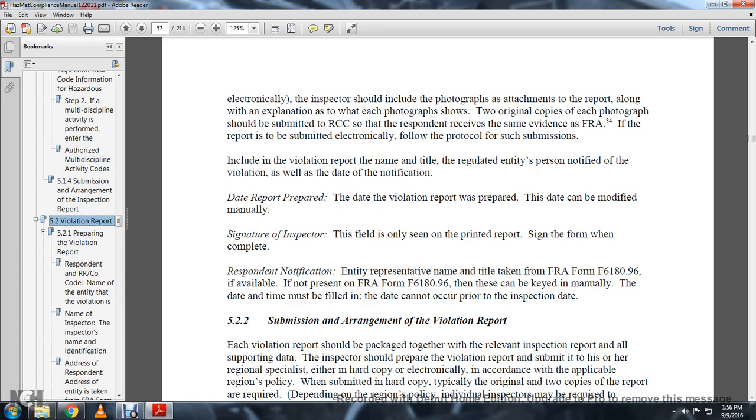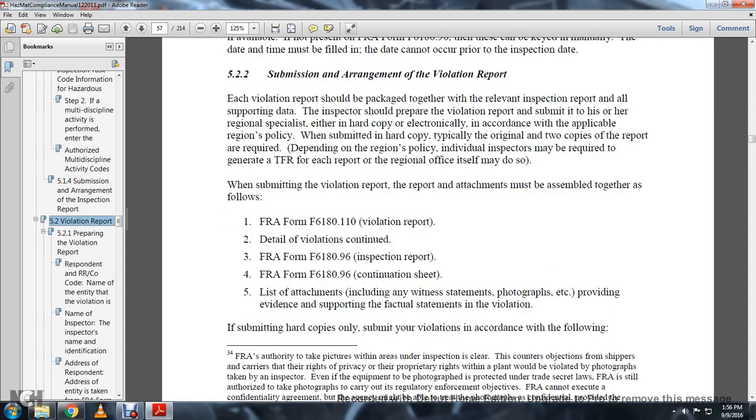Respondent notification. Enter the representative name and title from the FRA Form 618, Form 96, if available. If not presented on the Form 96, they can be added manually. The date and time must be filled in, and the date cannot be prior to the inspection date.